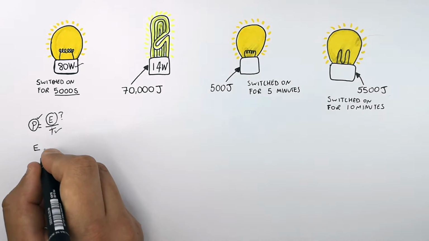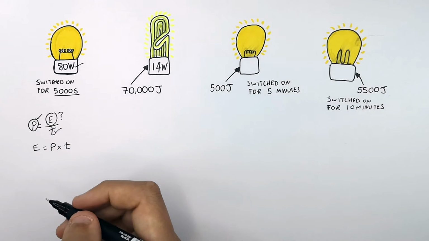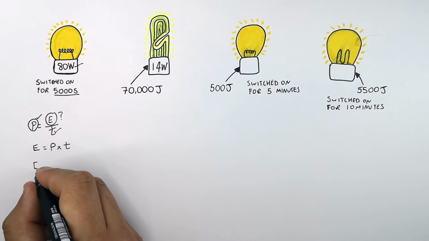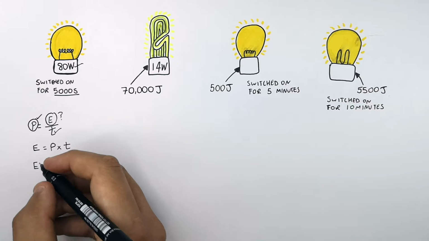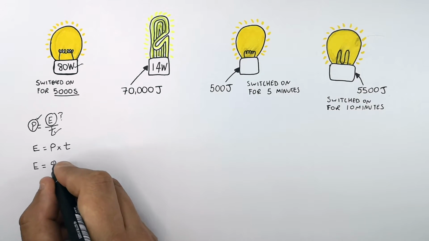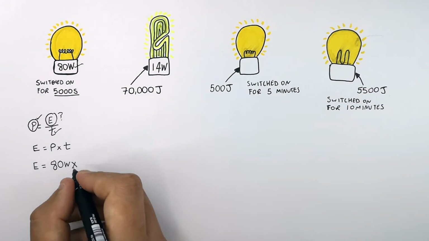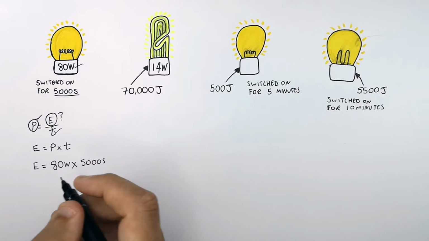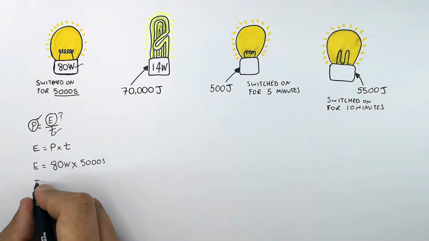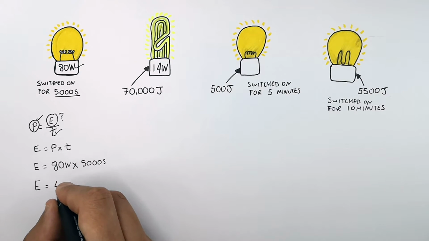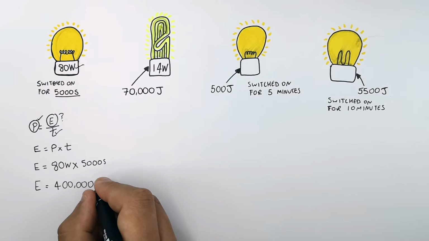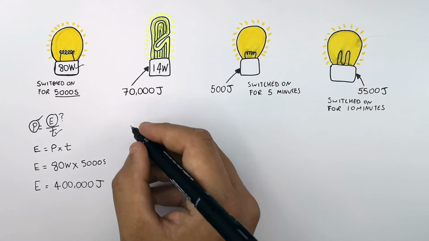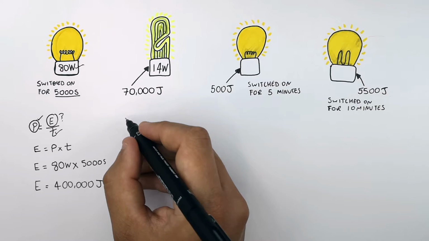So E equals P times T. E equals power times time. So now you can substitute in the numbers. Energy transferred E equals the power, which is 80 watts, times by the time, which is 5,000 seconds. So E equals 80 times 5,000. So the energy transferred into the light bulb is 400,000 joules.